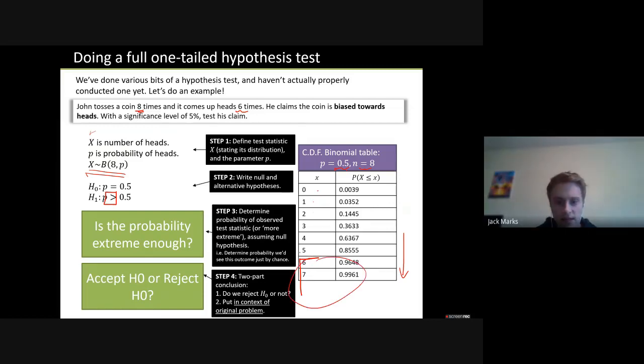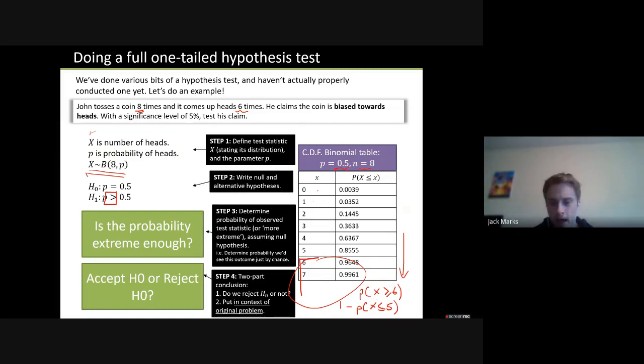So, is this batch of probabilities here extreme enough? Well, what's the probability of a 6 or more? Yeah, what's the probability of a 6 or more? Well, it's 1 minus the probability of up to and including a 5.